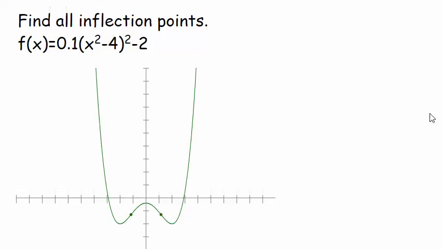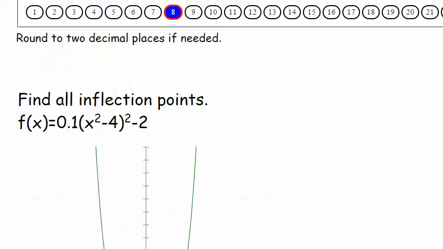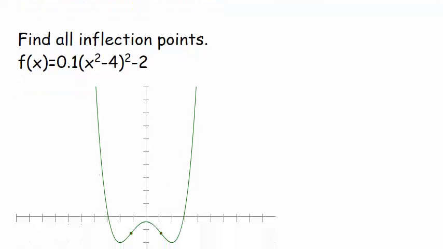Okay, so let's write this down. Got that written down, and round to 2 decimal places if needed. We'll need to keep that in mind. Alright, so let's move over to the whiteboard. We have f of x is equal to 0.1 times x squared minus 4, and that's squared, minus 2.